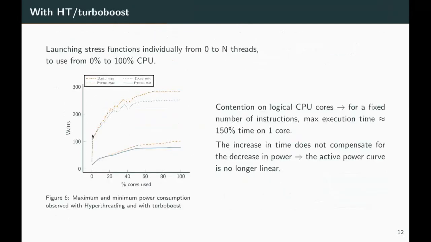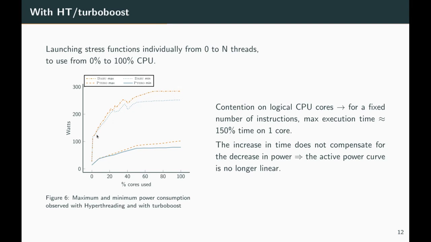And then it nearly reaches a plateau. So modern servers are more energy efficient when they are fully loaded than when they are quite empty. It's quite easy to see.